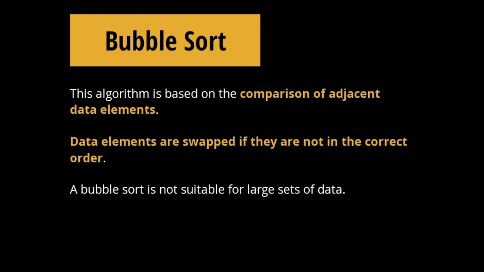In computer science, we use bubble sort in a similar way to sort data elements like numbers in a list. We compare each pair of adjacent elements, and if they're not in the correct order, we swap them. This process repeats until the whole list is sorted.